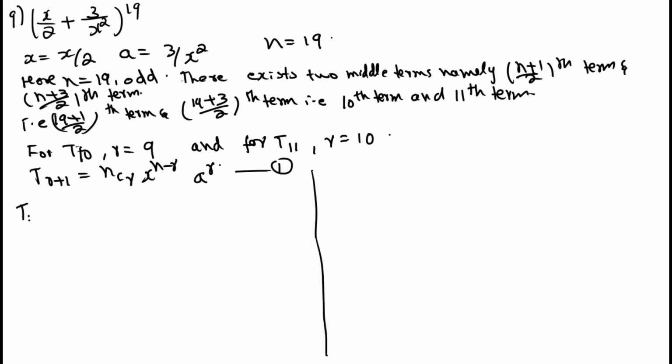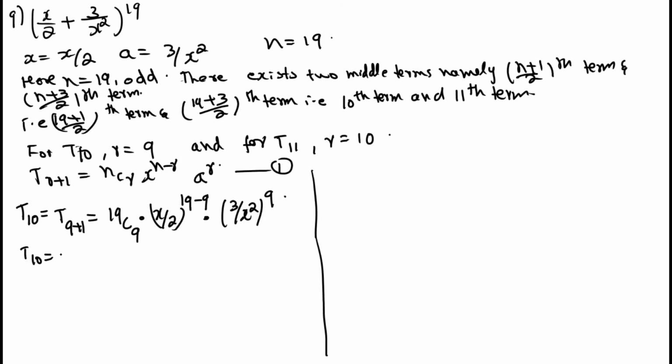First, T10 equals T9 plus 1, equal to nCr, that is 19C9 into x, that is (x by 2) to the power n minus r, 19 minus 9, into a to the power r, a value equals 3 by x square, to the power r, which is 9. In the next step, T10 is equal to 19C9 into (x by 2) to the power 19 minus 9, which is 10, into (3 by x square) to the power 9.